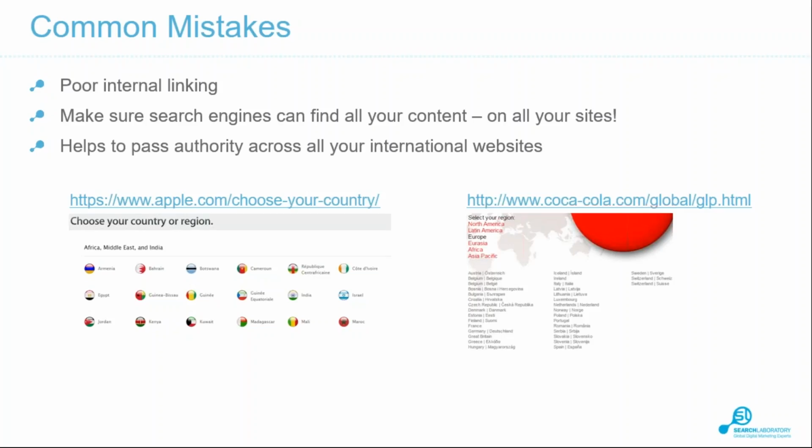Coca-Cola as well do this effectively, although perhaps not in the prettiest way possible. So they'll have their global page on coca-cola.com, and then you can select a region, so North America all the way through to Asia Pacific. And then when you select your region, so in this case I've selected Europe, it will make appear a list with all the European countries and specific languages. So you'll see the one right at the end. There's two different versions of Switzerland for the different languages that Coca-Cola have for that country.